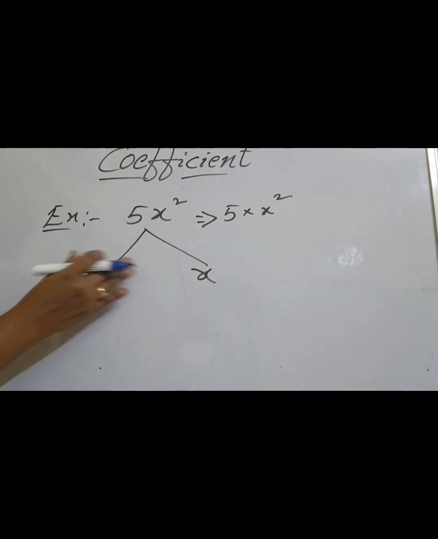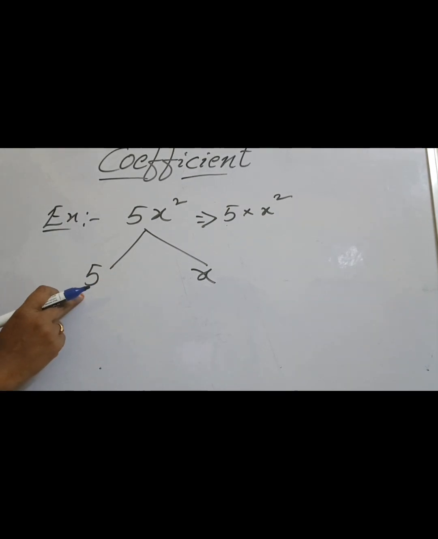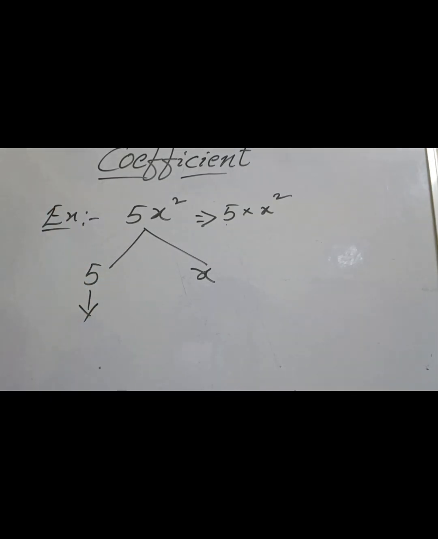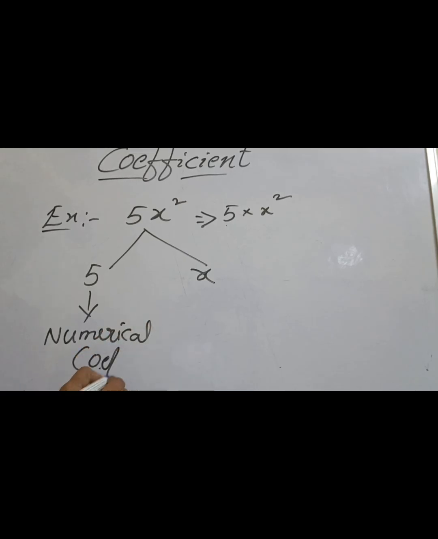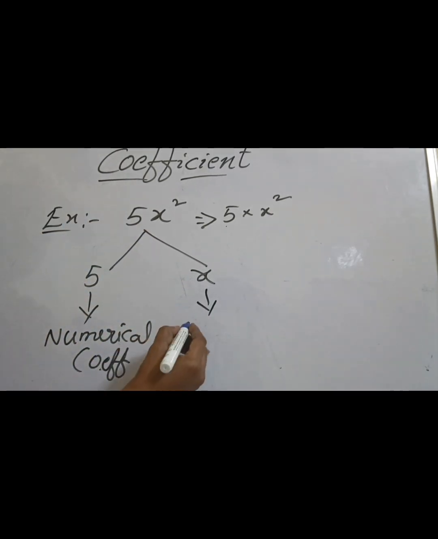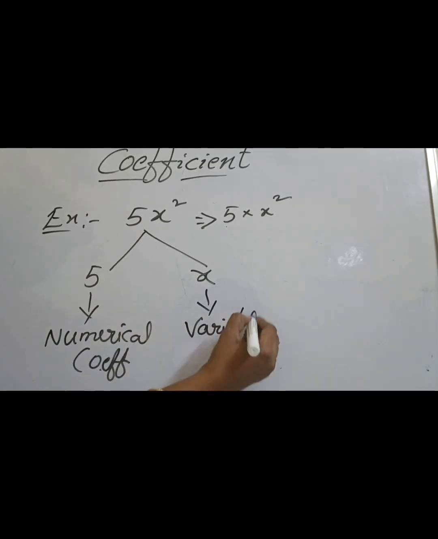In these factors, if you observe, whatever is a numeral, these numerals are called the numerical coefficient of this term. Whatever numeral factors we can see are called the numerical coefficient of this 5x square, and whatever variable factors we see are nothing but the variable coefficient or literal coefficient.